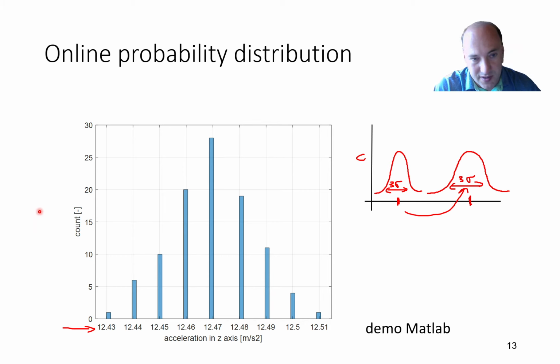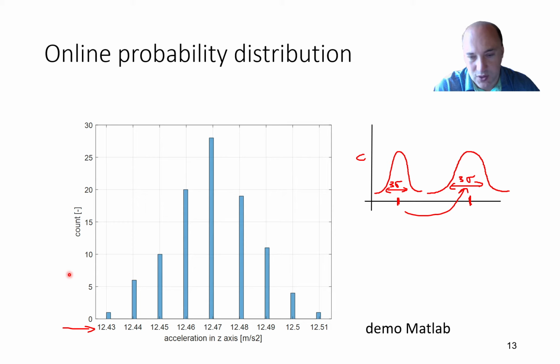So let me start with the first method, which will be the online probability distribution. This method can tell me only if there's something wrong with the data. It cannot correct anything, so I will just have a logic output saying there's something wrong or it's fine. On this picture I have data that I have obtained from an accelerometer. So I have measured the acceleration in a single axis.